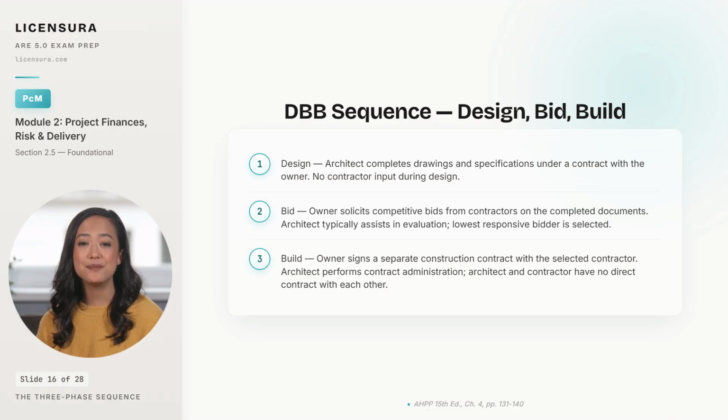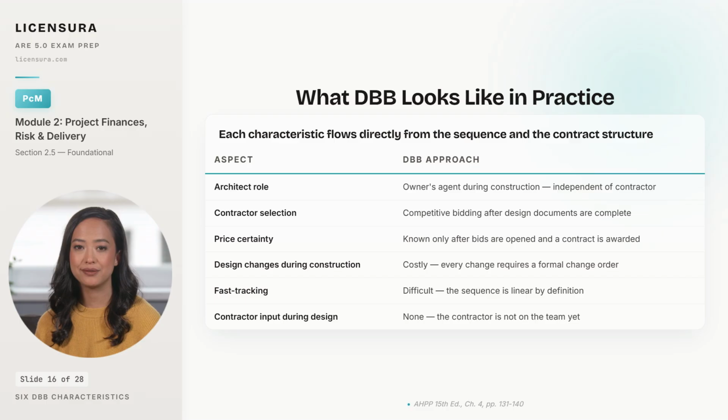The contractor is bidding documents the architect produced without the contractor's input, and when constructability problems surface in the field, the parties tend to blame each other rather than collaborate. The sequence and the 2 contract structure together produce a specific set of characteristics that show up on every DBB project. 6 characteristics define the DBB project experience, and each one traces back to the structure.